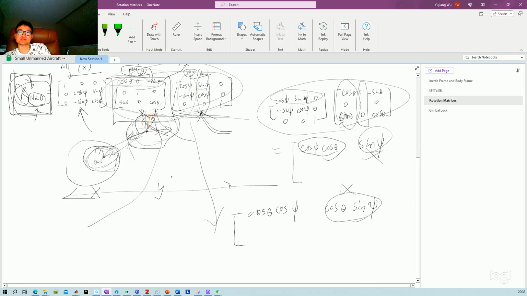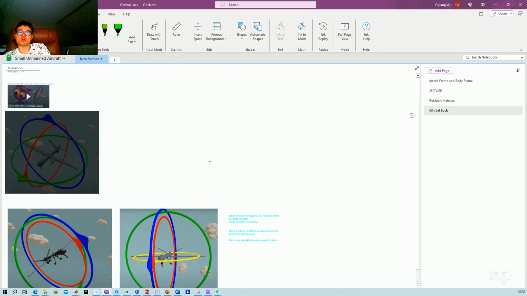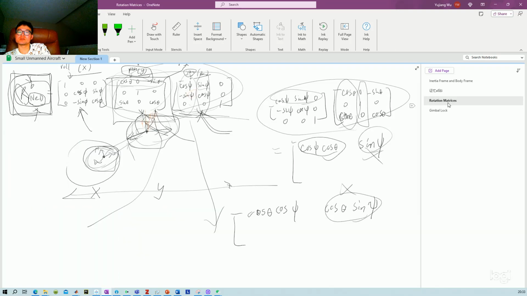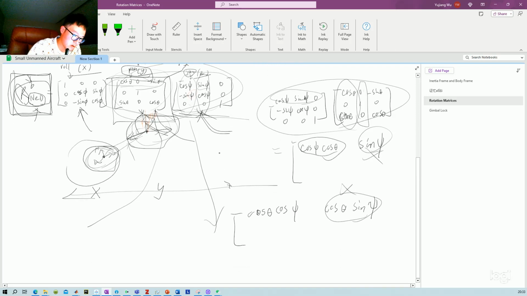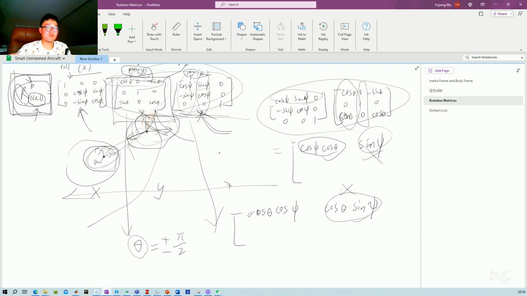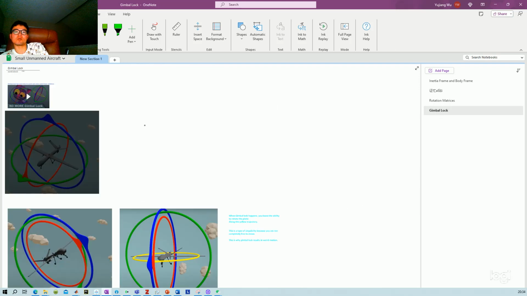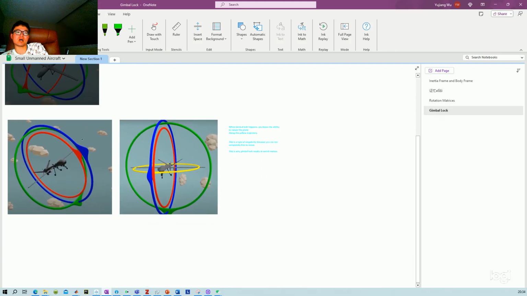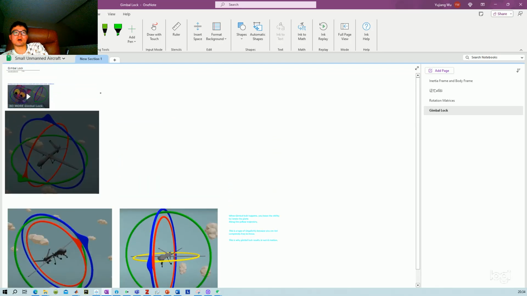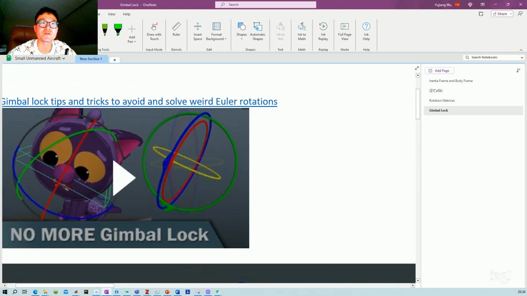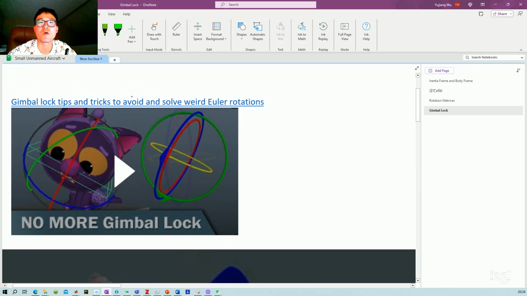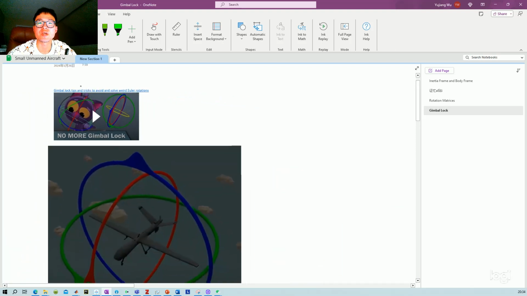And one of the reasons that we select the pitch as the middle rotation is due to something called gimbal lock. Gimbal lock essentially happens when the middle rotation angle theta is plus or minus 90 degrees, or pi over 2. When that happens, you get this so-called gimbal lock. I won't go into details. There are already tons of videos on YouTube talking about gimbal lock. One thing that I feel is useful is the one on gimbal lock tips and tricks to avoid and solve weird Euler rotations.